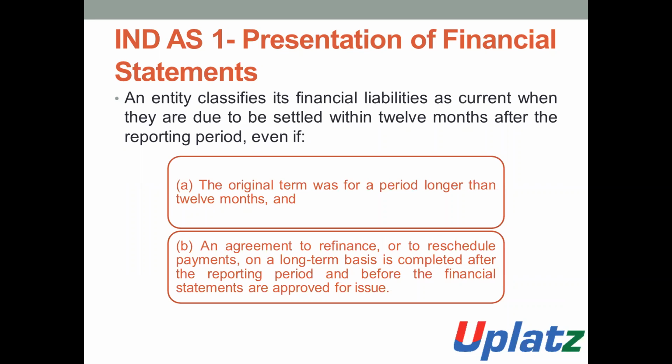An entity classifies its financial liabilities as current when they are due to be settled within 12 months after the reporting period, even if the original term was for a period longer than 12 months, and an agreement to reschedule payment on a long-term basis is completed after the reporting period and before the financial statements are approved for issue.